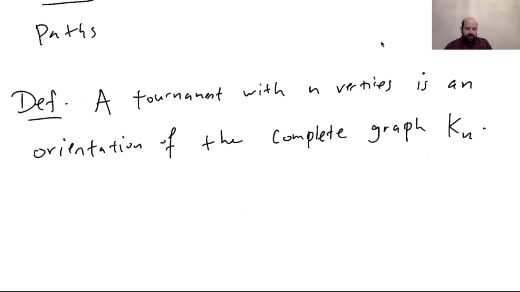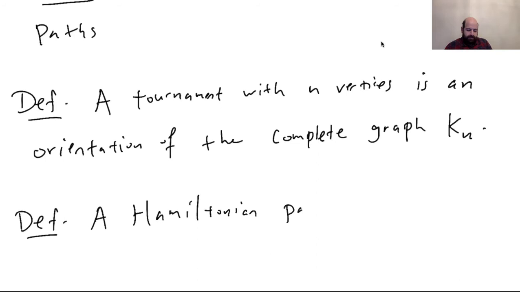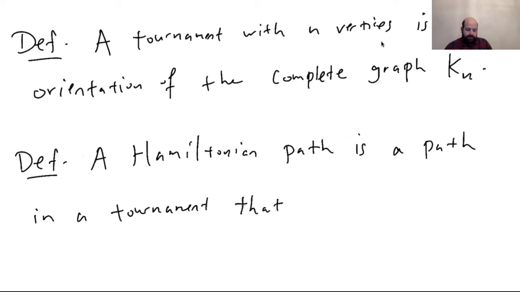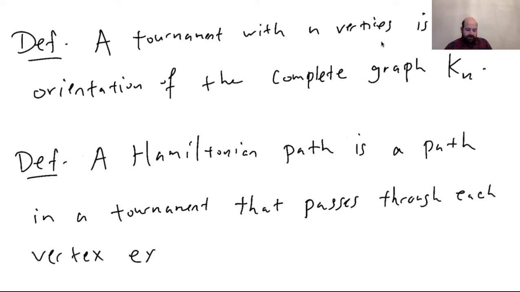Okay, and what is a Hamiltonian path? The definition, a Hamiltonian path is a path in a tournament that passes through each vertex exactly once.